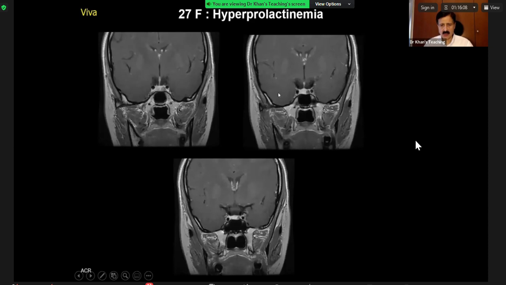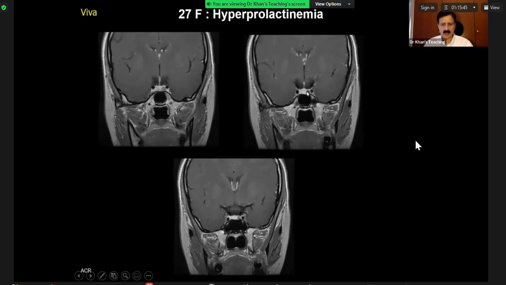This is the microadenoma. It is better seen here than here. It is a bit of partial volume. The concept is that on a post-contrast sequence, the pituitary gland enhances. There is no blood-brain barrier. And a microadenoma does not enhance as much as the pituitary.